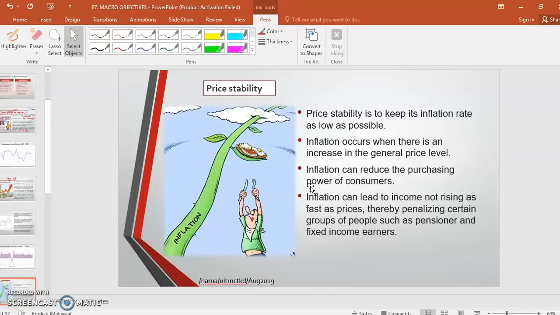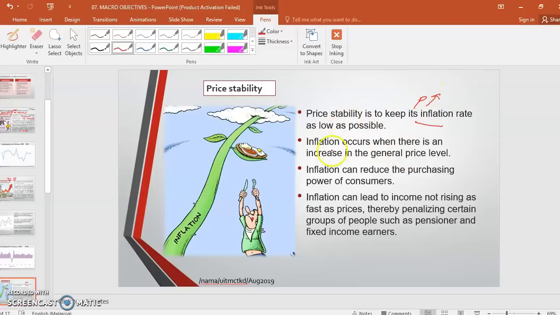Okay. Number 3 is price stability. To achieve price stability. Price stability is to keep its inflation rate as low as possible. What is meant by inflation? Okay. Saya dah explain itu sikit kan. Inflation means a continuous increase in general price level of goods and services in a year.